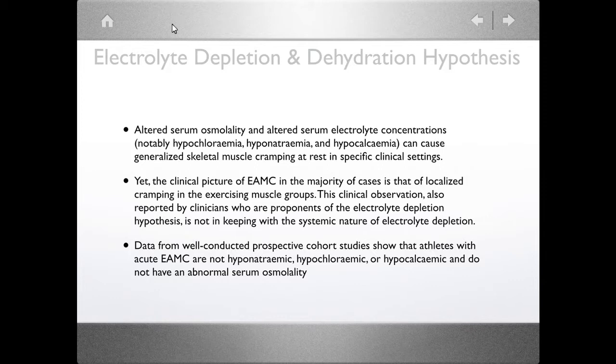Okay? But if we're looking at the clinical picture of exercise-associated muscle cramping, the majority of the cases are localized cramping. That indicates not an electrolyte imbalance, and it doesn't support the electrolyte depletion hypothesis. And in fact, data from well-conducted prospective cohort studies show that athletes with acute exercise-associated muscle cramping are not hyponatremic, hypochloremic, or hypocalcemic, and do not have an abnormal serum osmolarity.